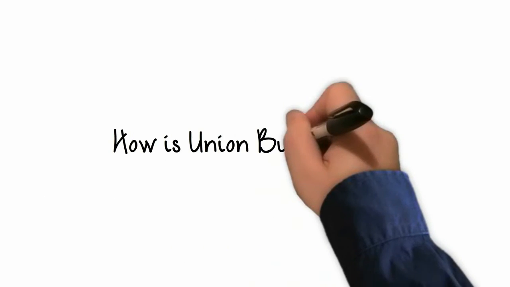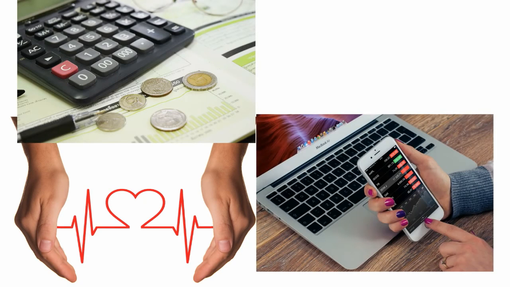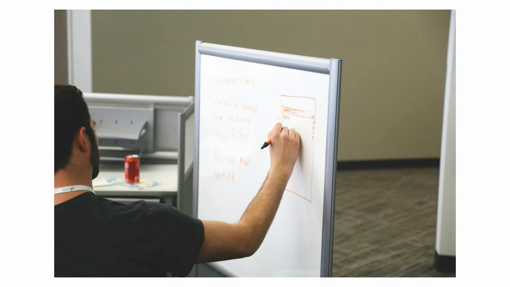How is union budget made? Before budget, the government meets industry leaders to understand their demands and recommendations. It picks signals about the health of various industries by holding discussions and through other economic and statistical tools. Based on these discussions and findings, it comes up with probable solutions.